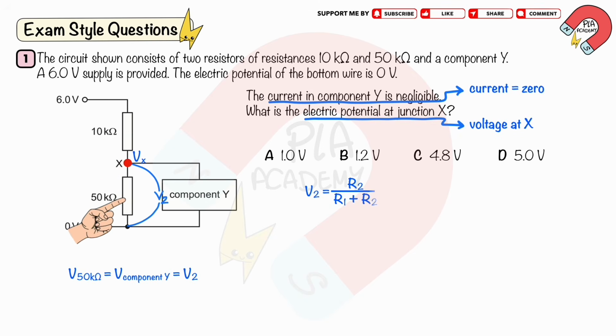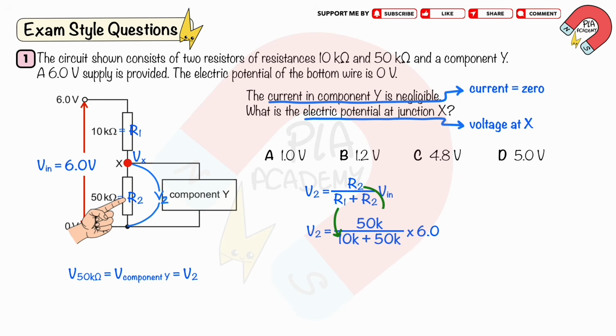We calculate the PD V2 using the equation V2 equals R2 over R1 plus R2 times V input. From the circuit diagram, R1 equals 10 kiloohms, R2 equals 50 kiloohms, and V input equals 6.0 volts. We substitute R1, R2 and V input into the equation of V2, like this. We cancel out K, which represents kilo, like this. We get V2 equals 5.0 volts.